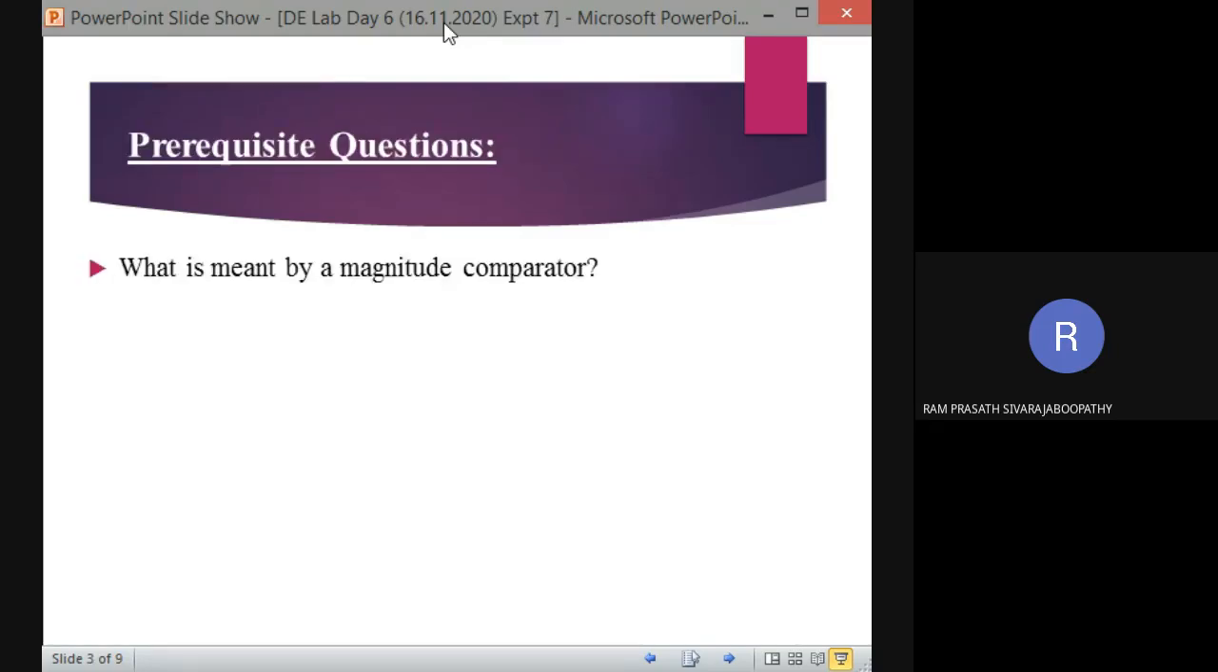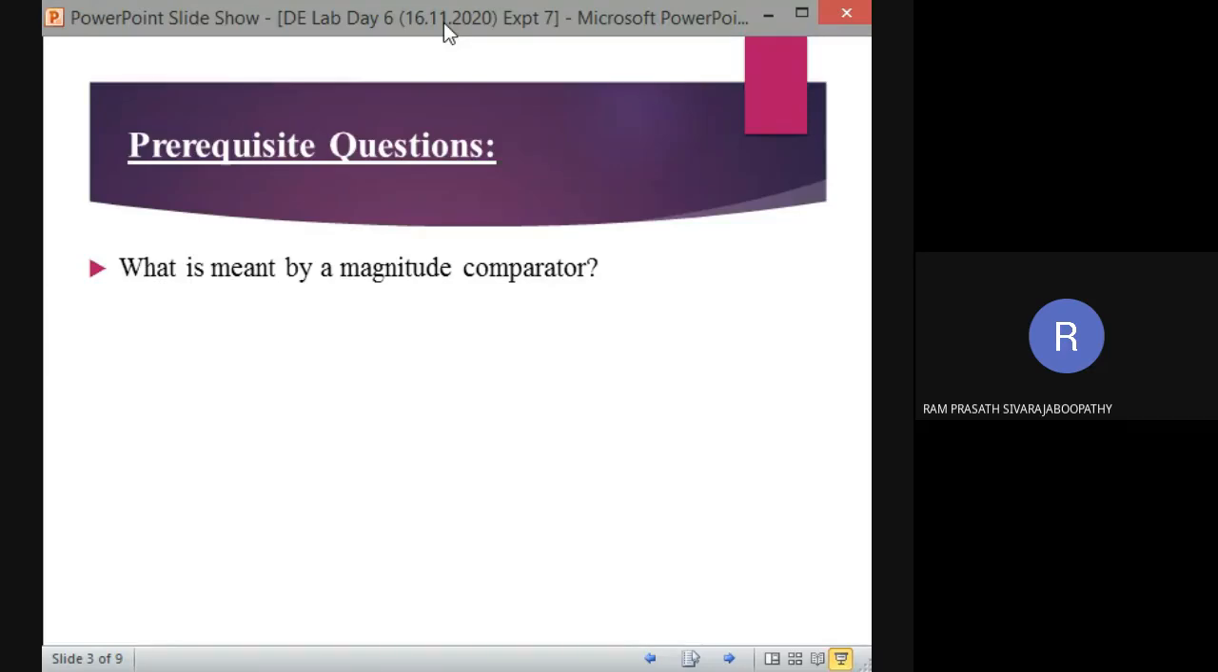Can you people type it in the chat? Magnitude comparator na ennapa? What it is going to compare? See, adder, subtractor ella paathodingla.